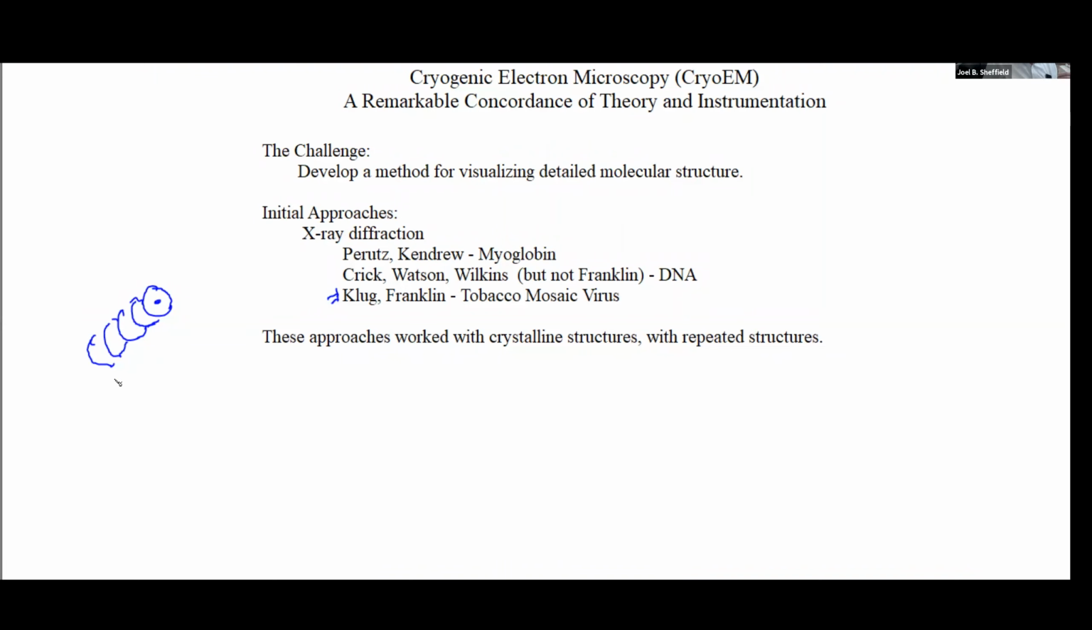At any rate, because it was such a highly repetitive structure, he was able to use the techniques of X-ray diffraction initially to come up with the model for what the structure of this thing was. But X-ray diffraction clearly involved working pretty much with crystalline structures. And there was a great interest in seeing if you could get something finer with higher resolution. And the thought started to arise of using the electron microscope.